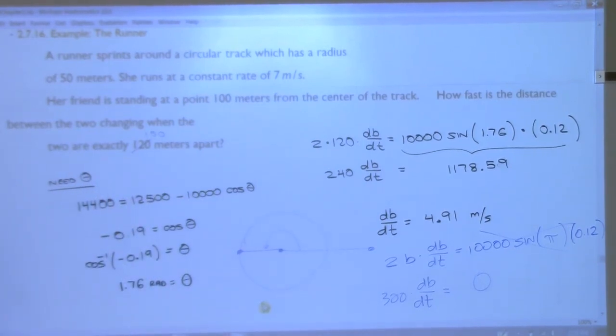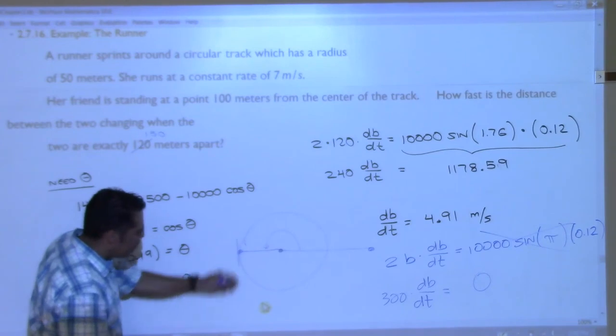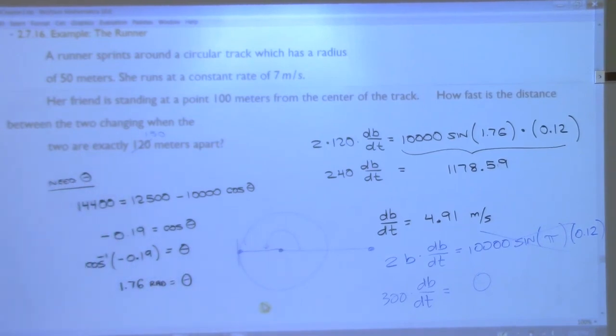That blows my mind. That always blows my mind. I don't think I've ever done that example. I've never actually talked about that before. But it's just amazing that the mathematics works for every situation around that circle. It works. Where would she actually be going the fastest towards him? When would the distance between them be increasing or decreasing the fastest?